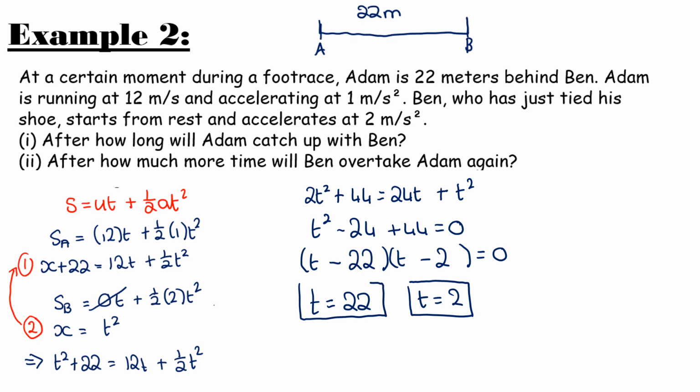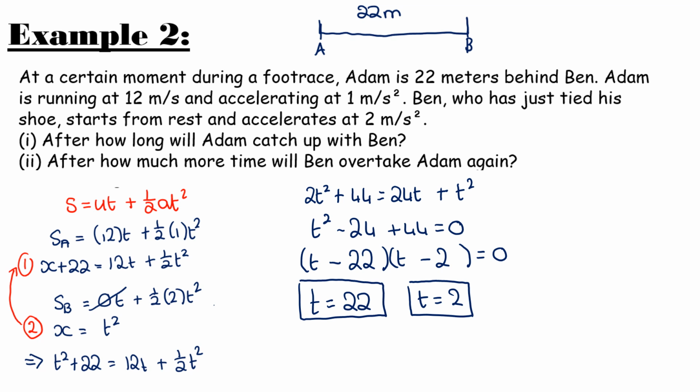Now, usually when we get a quadratic and we're asked to get a time, we tend to have a very obvious right one and an obvious wrong one. That could be a time that's negative, so time can never be negative. Here we seem to have 2 very valid answers. We have t equals 2 and t equals 22. So in terms of the question, we need to figure out which one is correct.